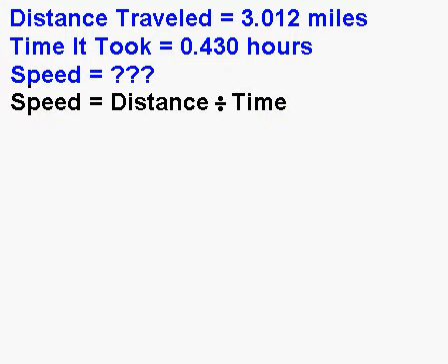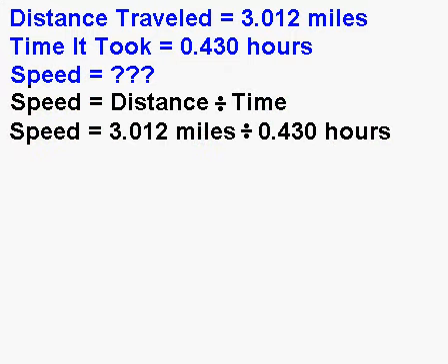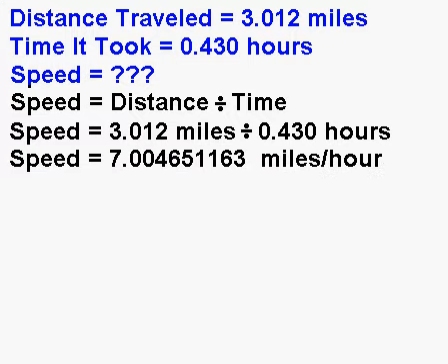Well, speed is given by distance divided by time. So if I take the distance, 3.012 miles, and divide by the time, 0.430 hours, I'll get the speed. My calculator says the speed is 7.004651163 miles per hour. Now that number is way too precise. We've got to invoke the rules of significant figures here to figure out where we're going to round this number to. But the rules for significant figures when you're multiplying and dividing are different.